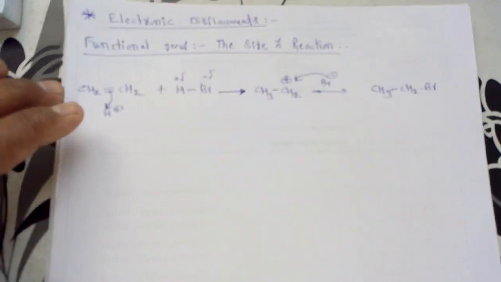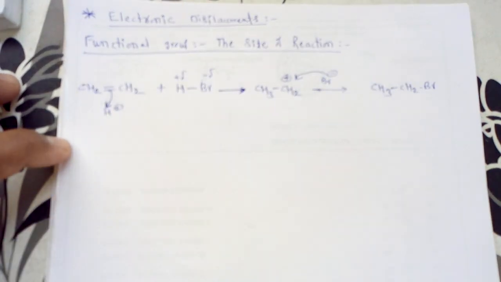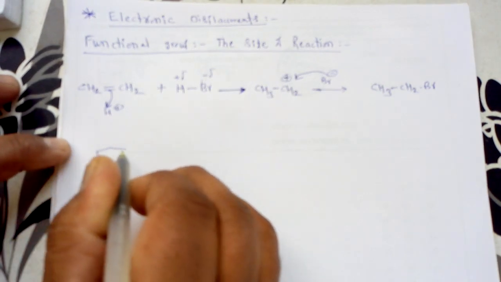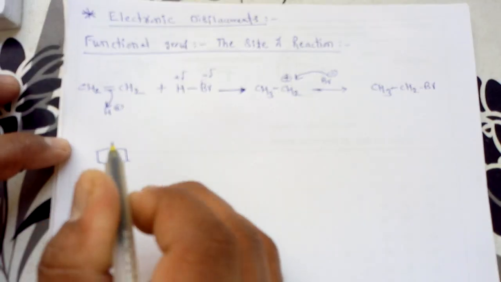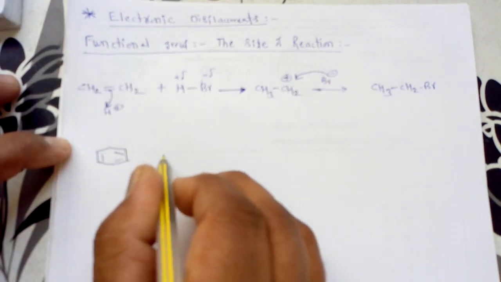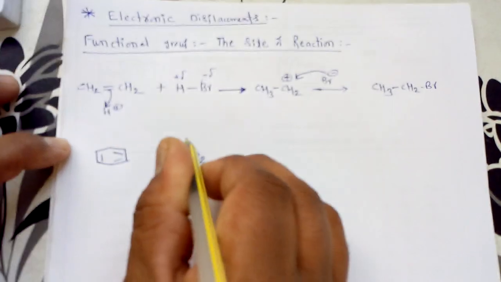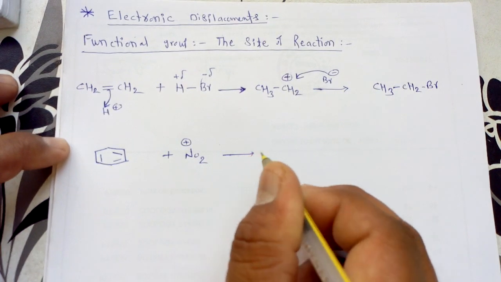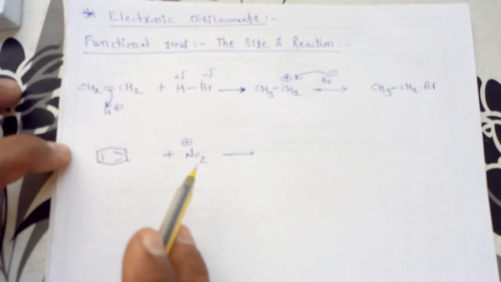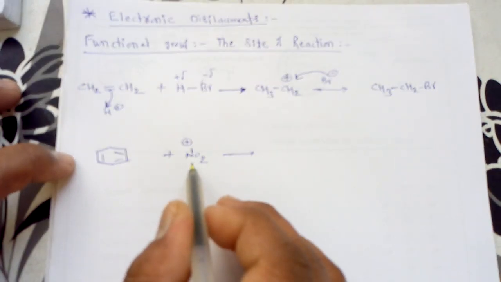So in this case, the carbon double bond carbon takes part in the reaction. Now if I take another simple example, for example benzene, I take benzene here. Now this benzene can be reacted with one electrophile, that is NO2 plus. So two different molecules are there. One is benzene, and the second is the nitronium ion.